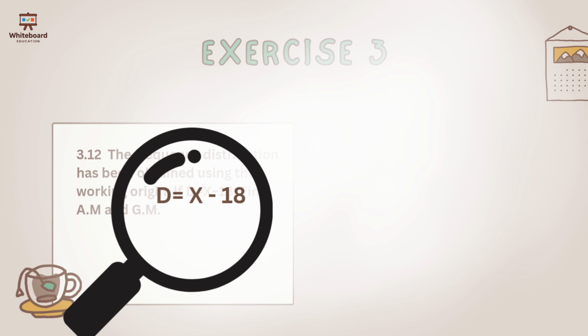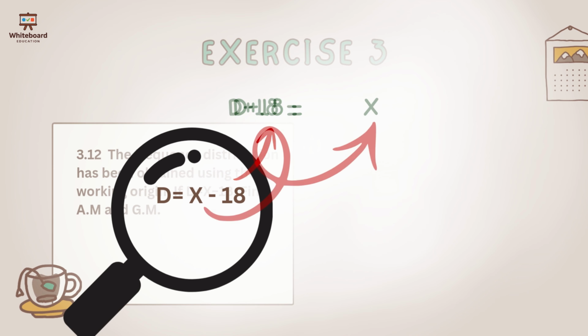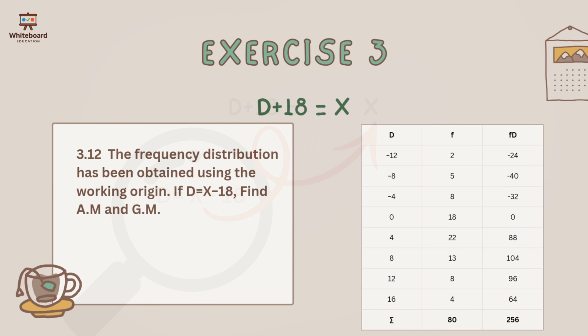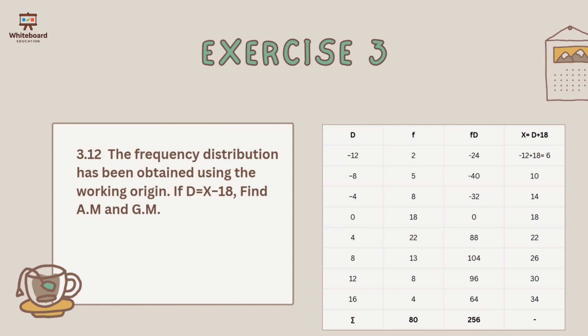Now, our main focus is to find the value of x, the midpoint. For that we take the 18 to the left hand side and x remains here. That's it. We needed this equation. We add a column of x in the table and calculate all the midpoints by putting the values of d in each row. Like in the first row, minus 12 plus 18 equals 6. Here we now have the midpoints.